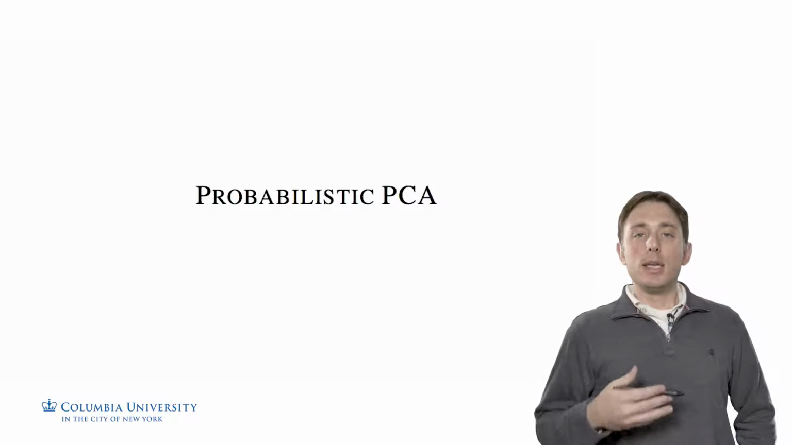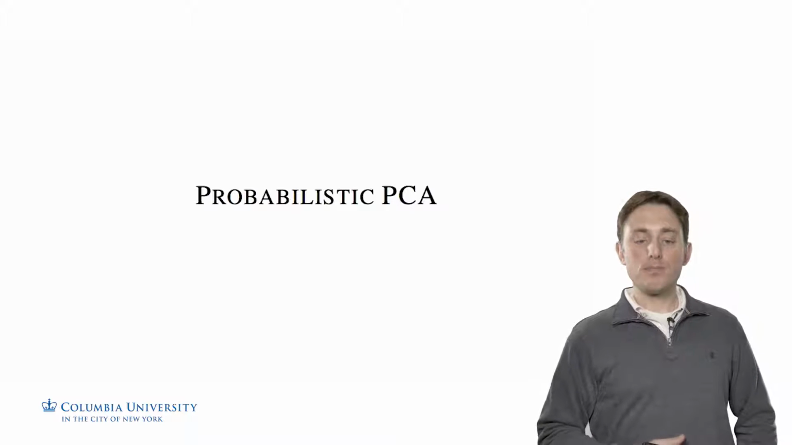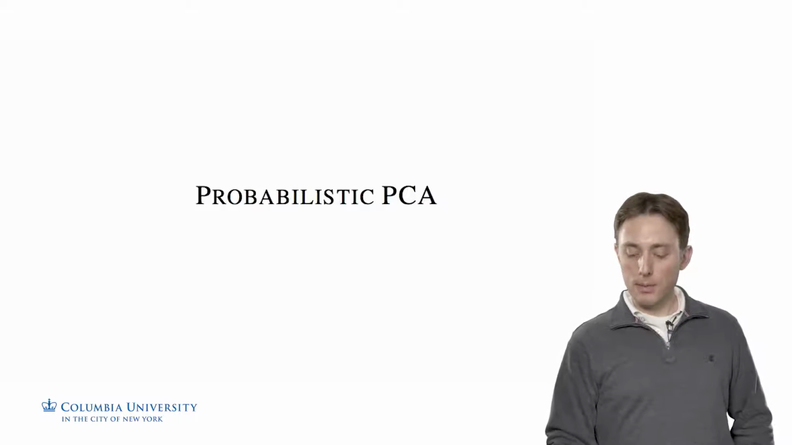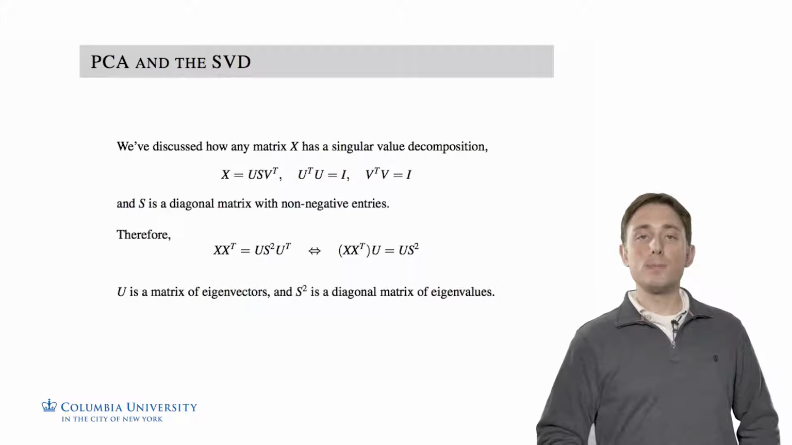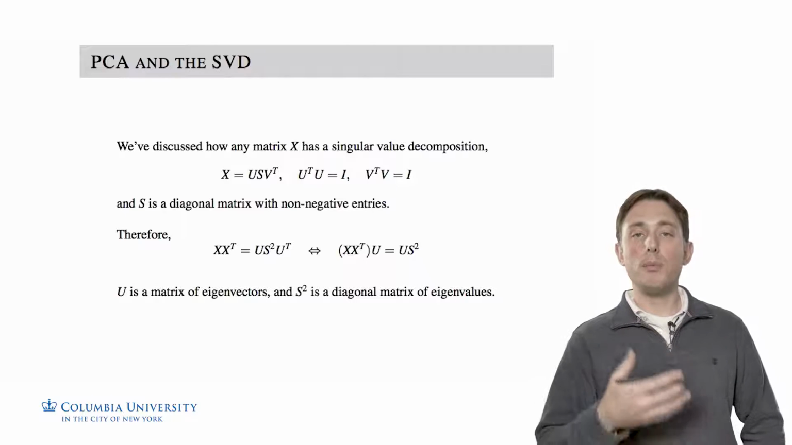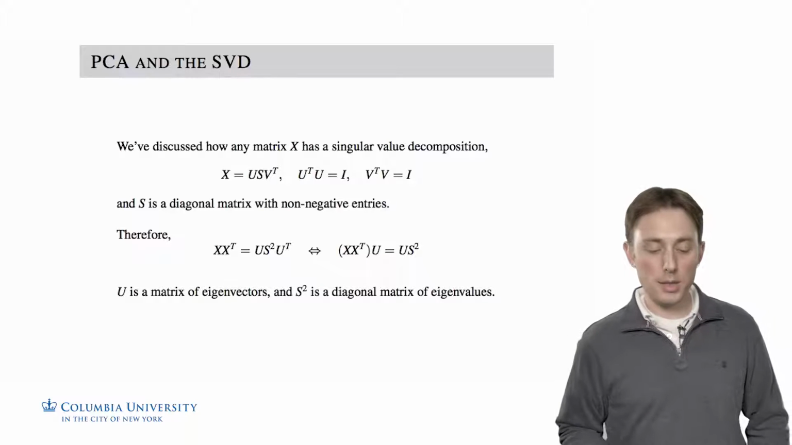Next, I want to take this idea of PCA and develop it in two directions. The first direction is called probabilistic PCA. As the name implies, this is where we take PCA and view it as a probability model and learn the parameters using a probabilistic representation.